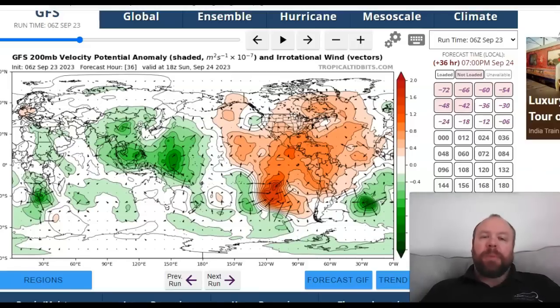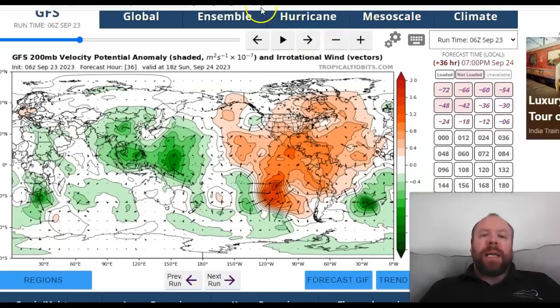Notice here the greens representing upward motion through Indonesia and the West Pacific. At the moment here, we've got that large scale sinking over the East Pacific, the Americas, and the Atlantic here, despite the fact that we do have hurricane activity at the moment here.